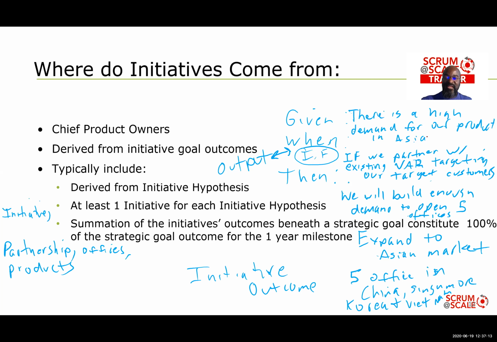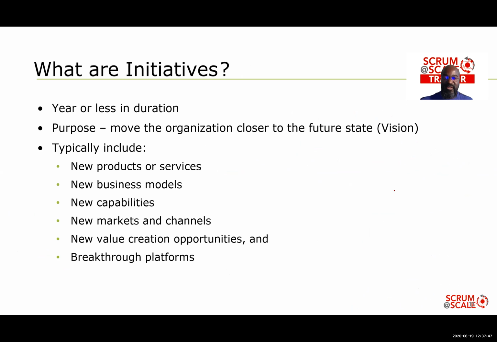Earlier we said that our assumption was that there is a high demand for our product in Asia. And we said that if we partner with existing value added resellers who are targeting our target customers, then we would be able to accomplish our outcome, which is 5 offices in China, Singapore, Korea, Vietnam, right? And so, just a refresher.